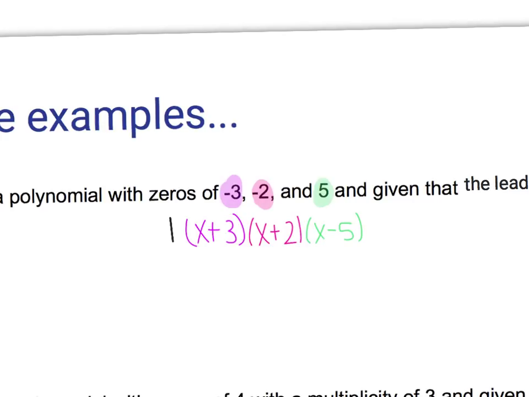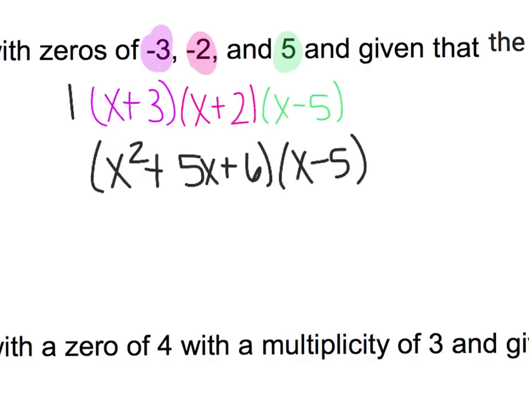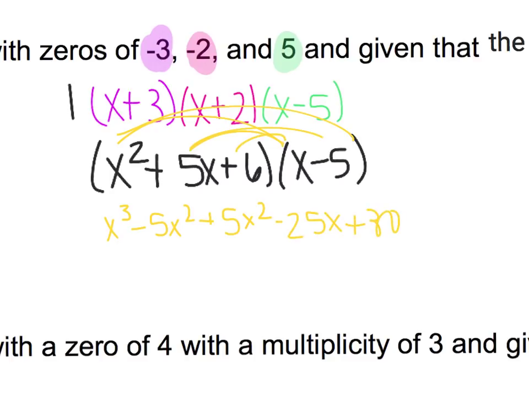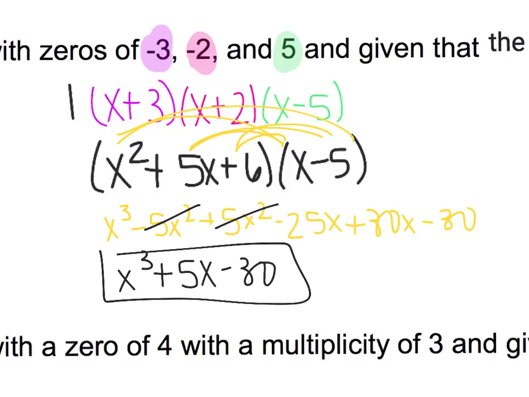So x plus 3 times x plus 2 is going to be x squared plus 5x plus 6 when you FOIL that out, times x minus 5. Well, that's going to be a little bit harder to FOIL. So x squared times x would be x to the third, minus 5x squared, plus 5x squared, minus 25x, plus 30x, minus 30. And then I just combine my like terms. Well, that'd be x cubed. Those would cancel. Plus 5x minus 30. And that would be my complete factorization.